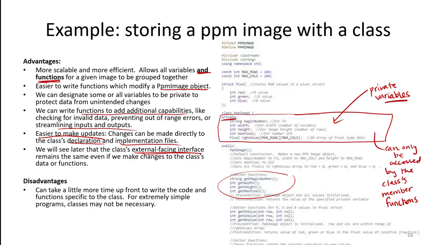The one main disadvantage of classes is that compared to other approaches, it can sometimes take a little bit more time upfront to write the code and the functions for the class. And depending on what you're trying to do, a class might be overkill. For extremely simple programs, classes really might not be necessary. But you'll see that classes can definitely allow us to introduce a lot of very nice features like data protection and encapsulation.